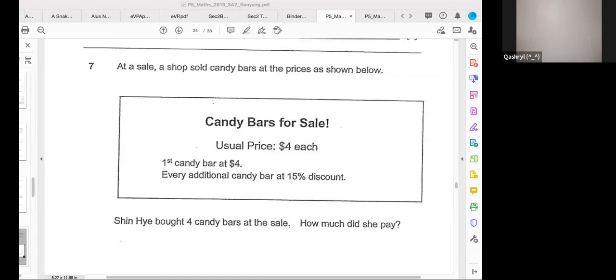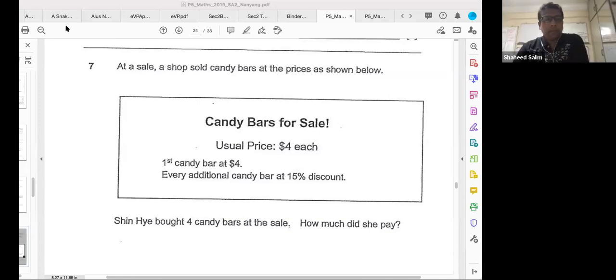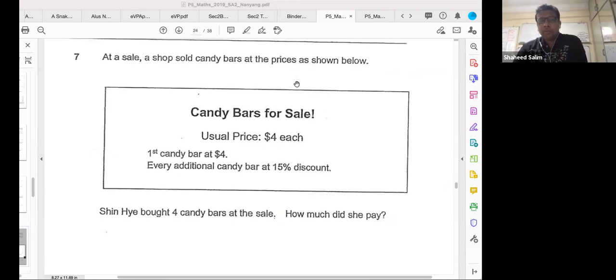Okay, we are going to start. Can we try this now? While we wait for the rest, we do one problem sum here. This is a percentage question. I know some of you may not have fully done percentage. Never mind. We try to recall what we can remember lah. Okay.